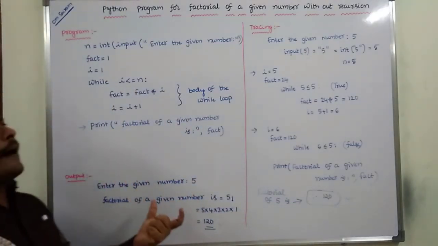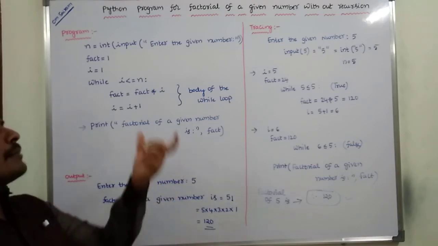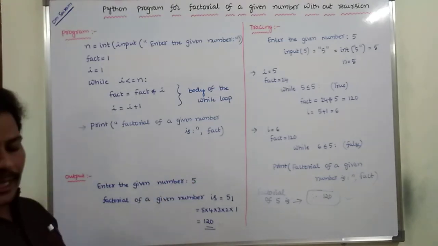So this is the program for factorial of a given number without using recursion. I am not using any recursion.